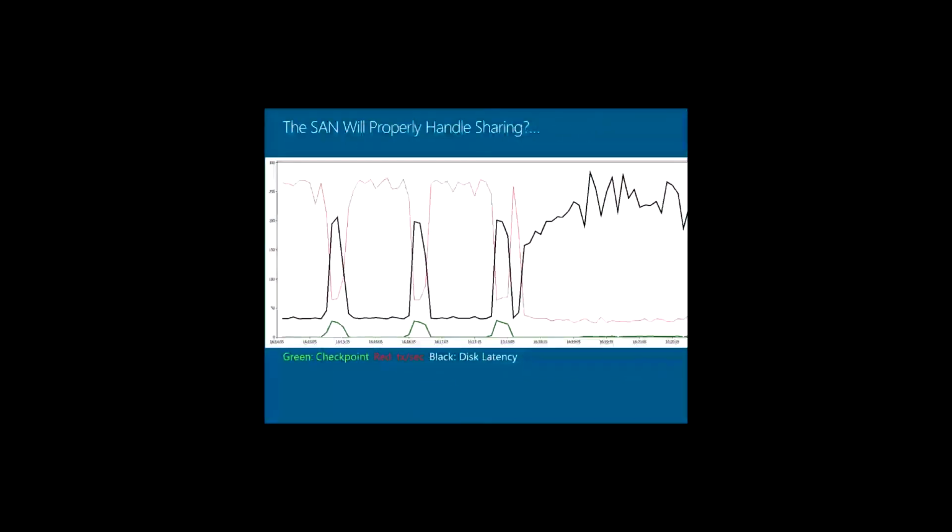This is a perfmon chart. The green line is checkpoint, which is an operation SQL does occasionally to flush dirty pages out to physical disk storage, to the data files. The black line represents the latency, the time for each write to take, and the red is your transactions per second, so how fast are we doing database operations.